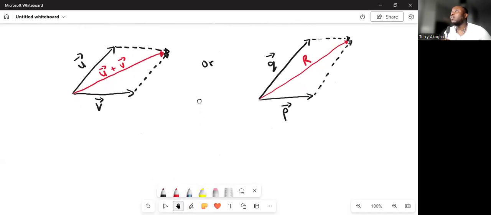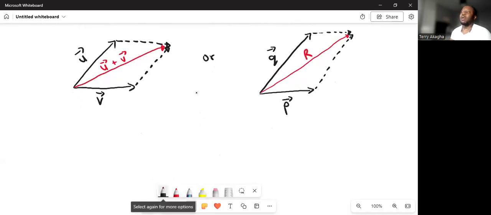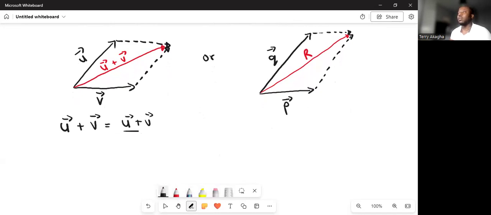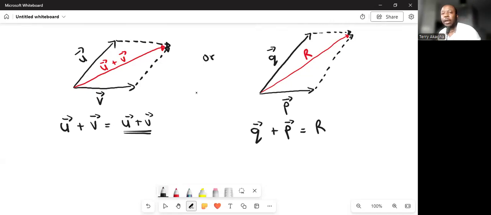So we can easily express this in mathematical form if you want to. For this parallelogram, for the first one, U plus V will give you the resultant to be U plus V. Does that make sense? Or if you want to write it this way, you can say Q plus P will give you the resultant to be R. So you can write it in different forms, okay?